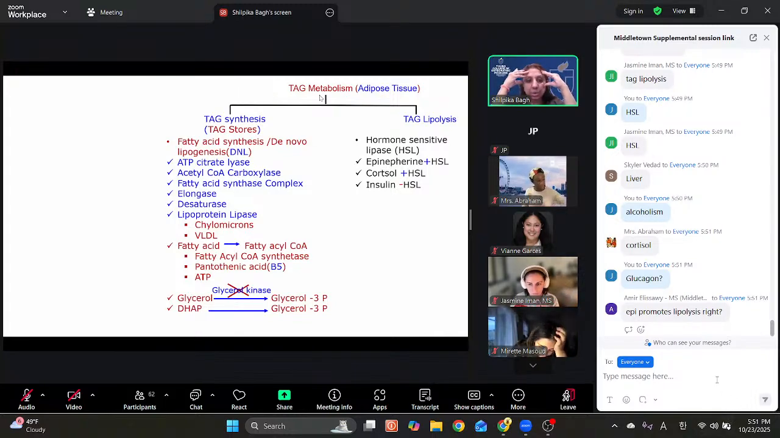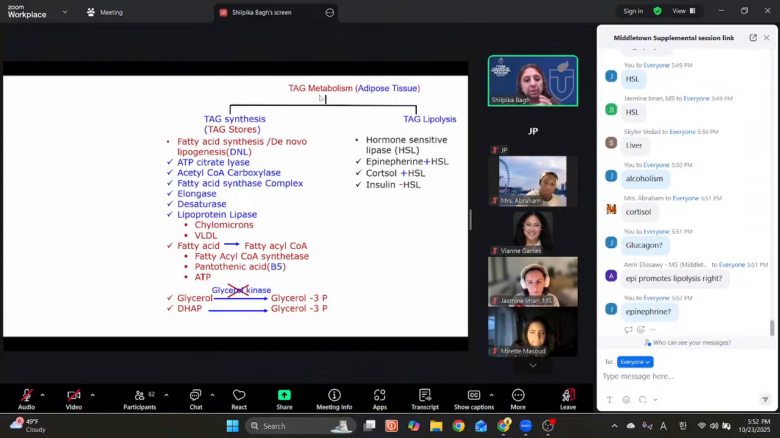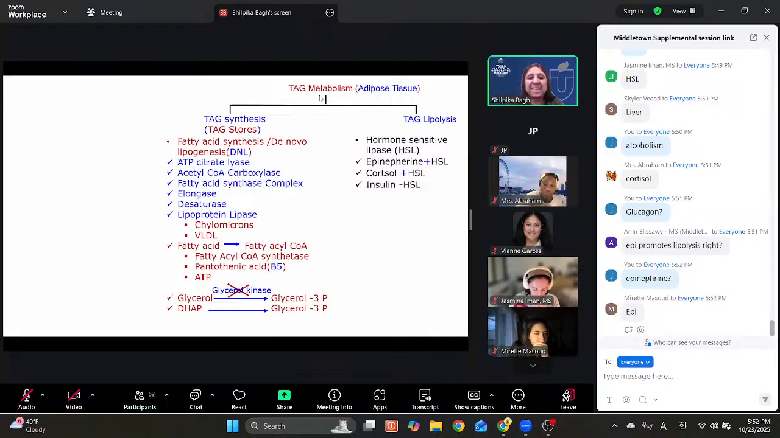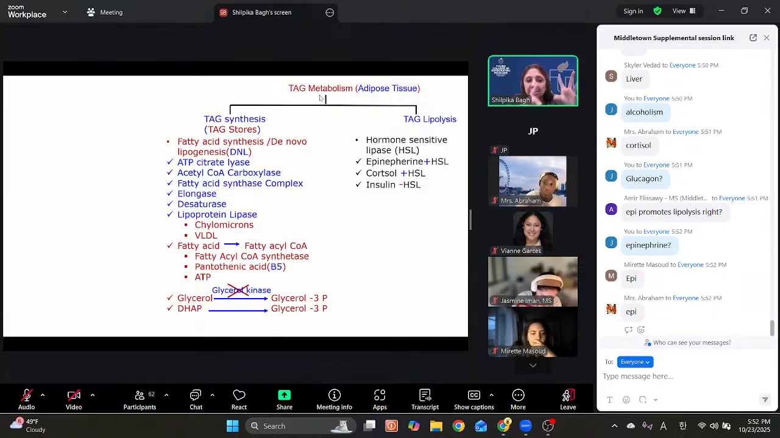So tell me, out of epinephrine and cortisol, which one will phosphorylate HSL? They both turn on HSL, right? Which one of them will phosphorylate HSL? Epinephrine, through PKA. So see, you're connecting your signal transduction here too.